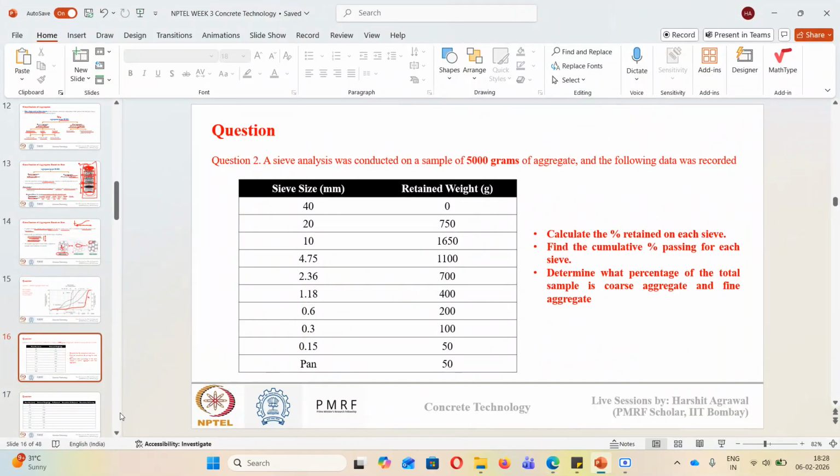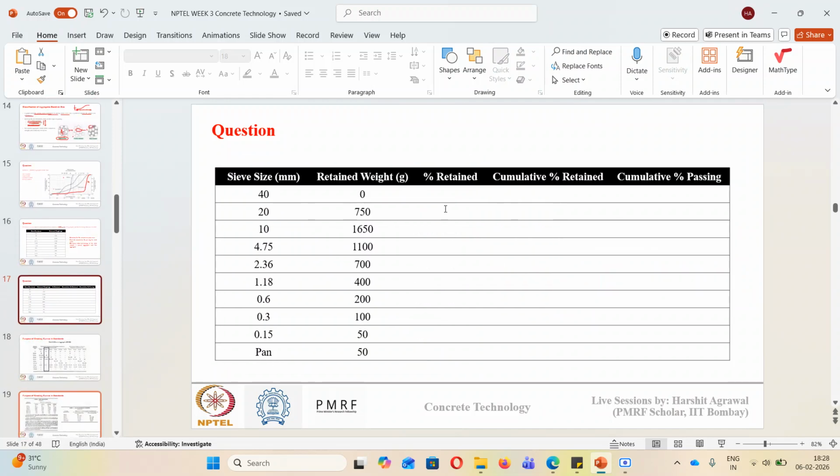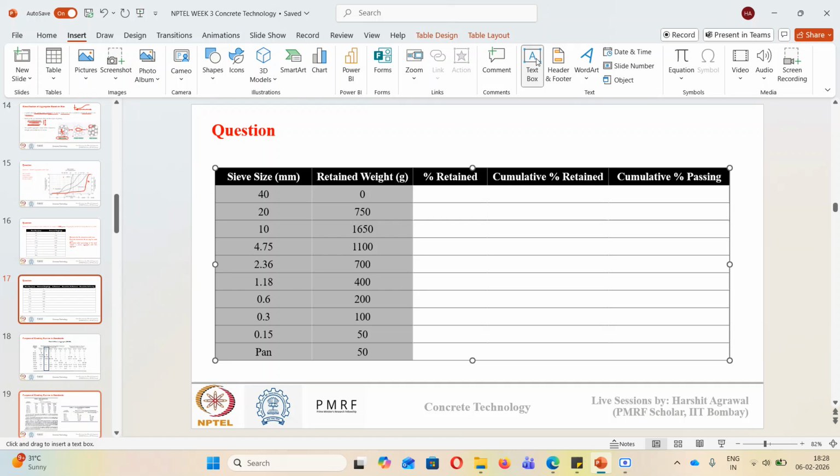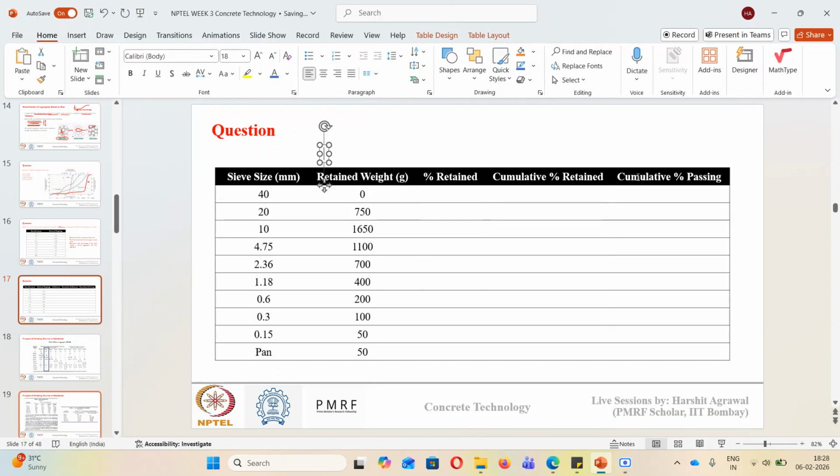Okay, so let's see how we do the calculation. For this question, we will first make a table. This kind of table we can make. This is the data that is known to us. One more thing that is known to us is that the total aggregate weight is equal to 5,000 gram. Okay, 5 kg aggregate we took initially.